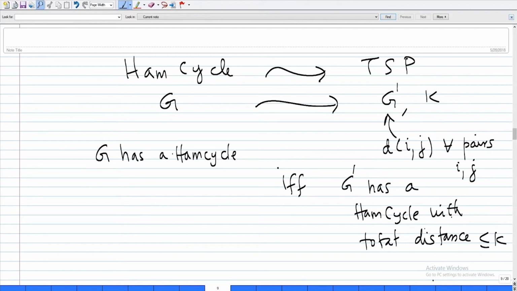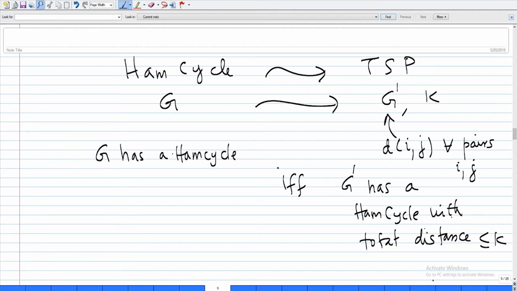Since you are going to make it complete, remember G prime is going to have all kinds of Hamiltonian cycles, lots of Hamiltonian cycles, of various weights. But can you control the weights so that, using k, if this gives you such a Hamiltonian cycle, then you will get your Hamiltonian cycle in the original graph? So how do we want to put the weights?